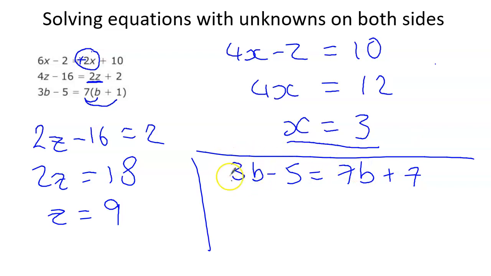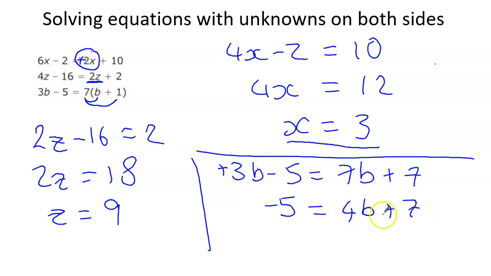Notice this time the smaller amount of b is on the left, and it's plus. Yes, very tempting to think, oh, there's a minus sign. Okay, but that minus sign belongs to the 5, not the 3b. It's plus 3b, so we take it away. And we get minus 5 equals 7 take 3 is 4, 4b plus 7.